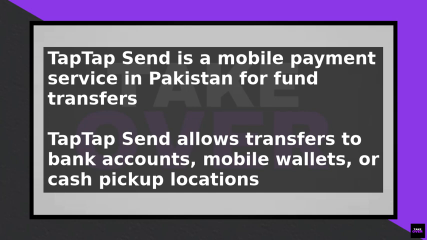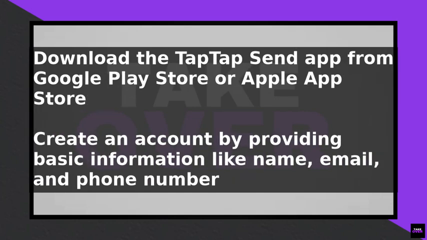After creating your account, you will need to add a payment method. TapTap Send accepts various payment methods including credit cards, debit cards, and online banking. Select your preferred payment method and follow the prompts to link it to your TapTap Send account. Now that your account is set up, you can start sending money.